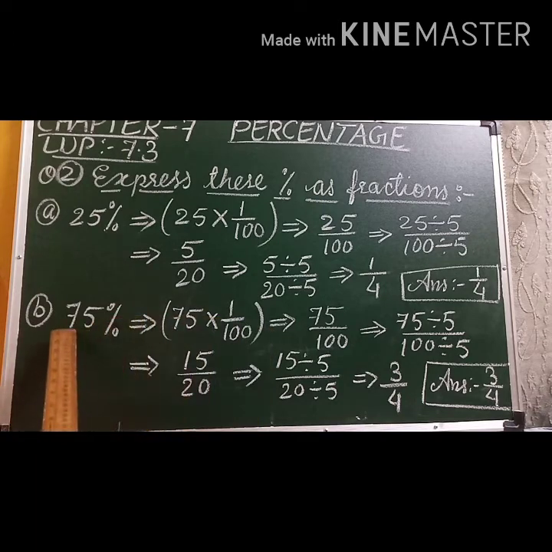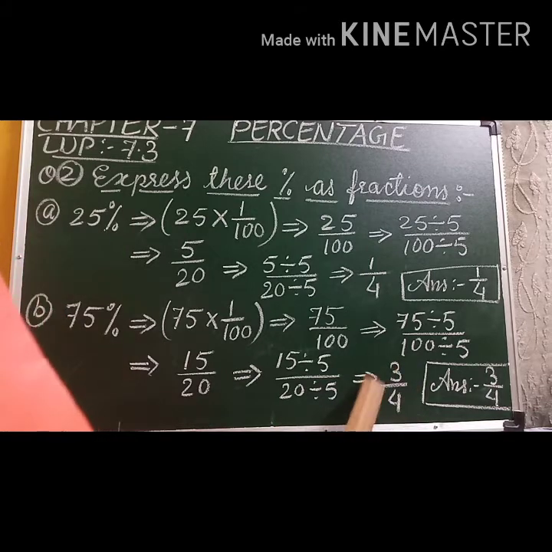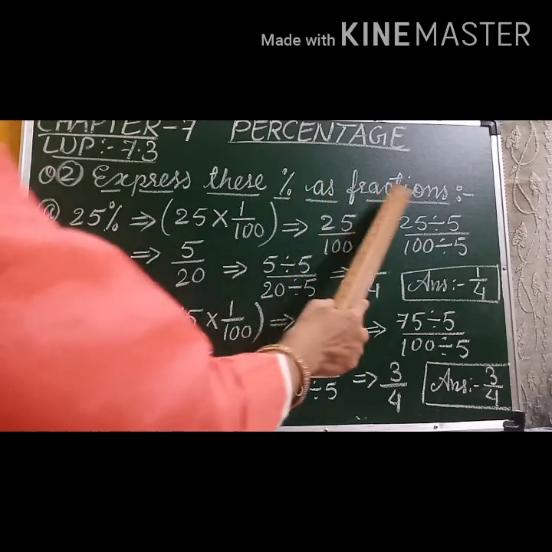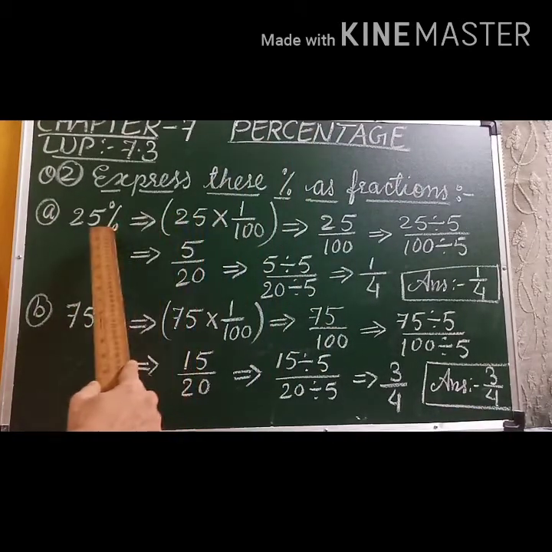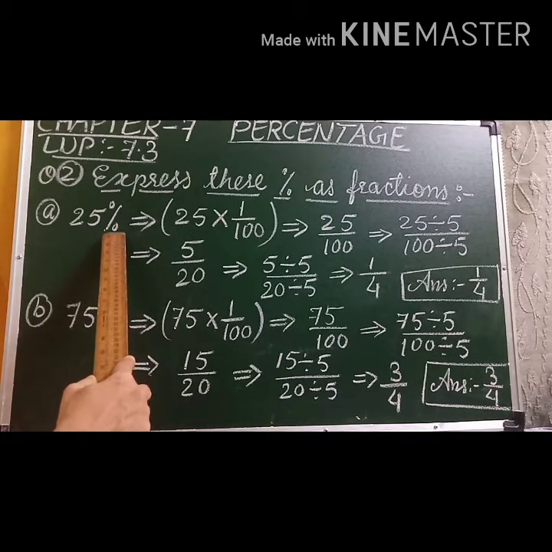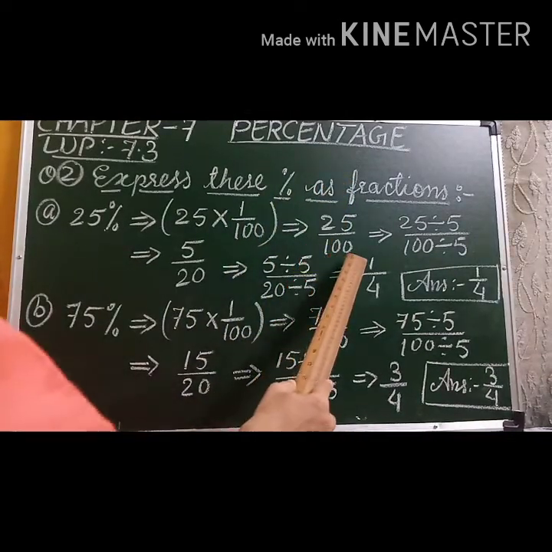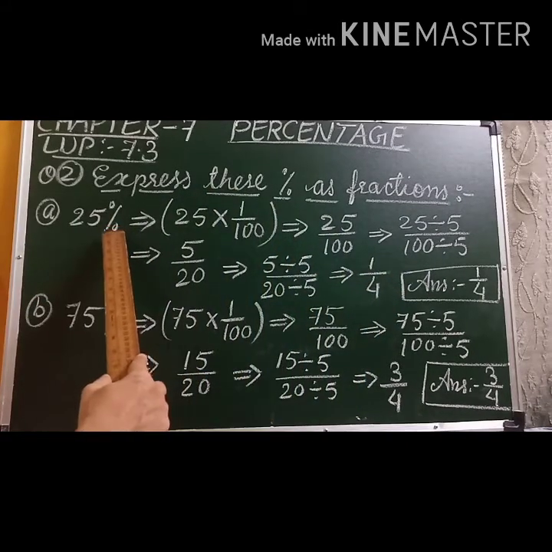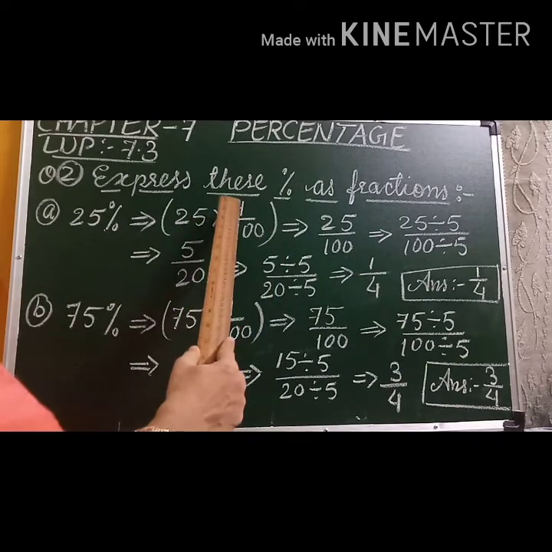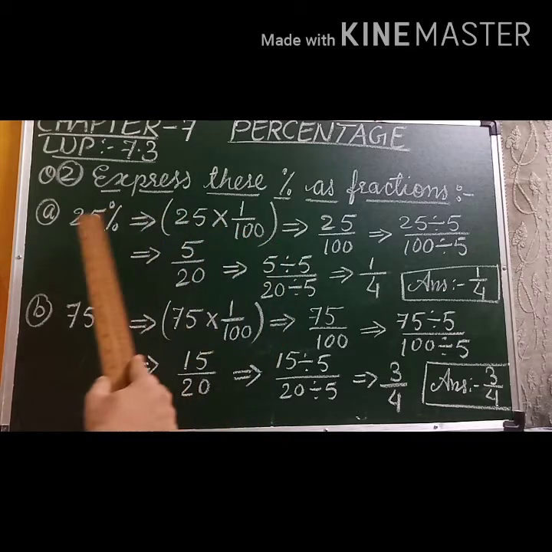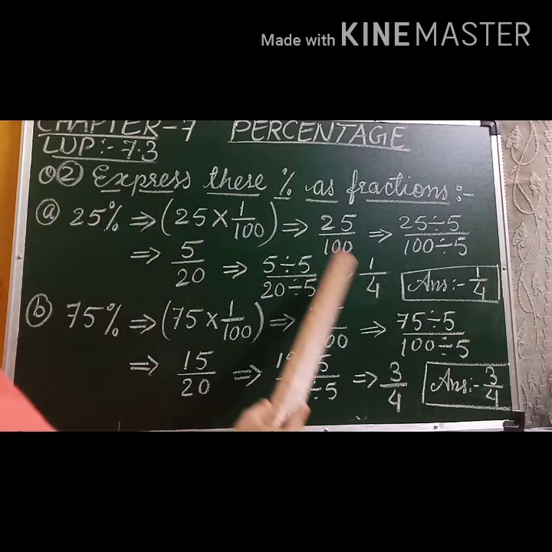So the percent was 75% and we have converted this percentage into a fraction and we are getting the answer 3 by 4. So to convert percentage into fraction we have to multiply the given percentage by 1 by 100 and we have to remove the sign of percentage, because in a fraction only numerator and denominator will be there, no sign is required. So we have to remove the symbol of percentage and multiply the given percentage by 1 by 100 and we can easily convert the given percentage to a fraction.